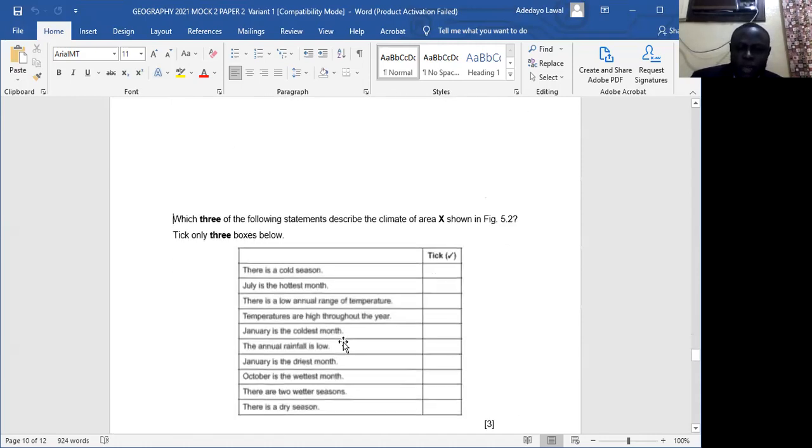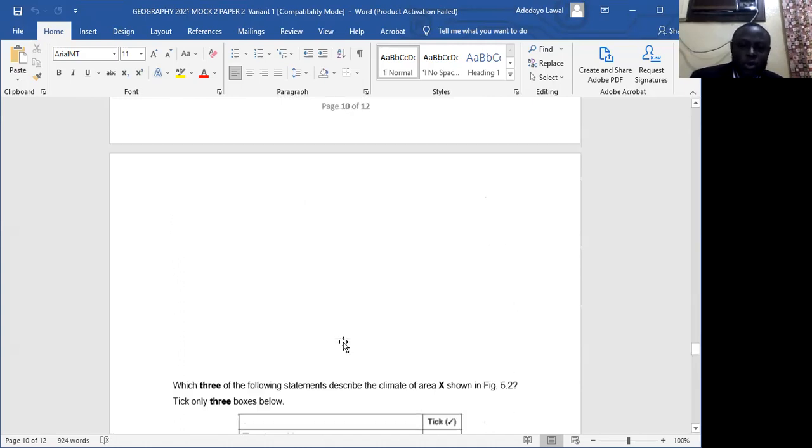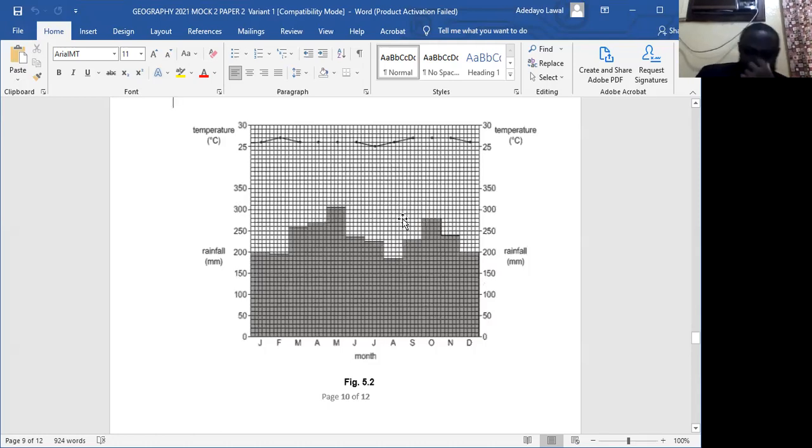Which three of the following statements best describe the climate of X as shown below? Of course, looking at this graph, you can tell that this is a tropical rainforest climate because there is a lot of rain, as shown by these bars. The least rain here is about 200 mm, which is very high. And look at the temperature. The highest temperature here should be like 27 degrees, and the lowest is like 25. So what's the range? 2.